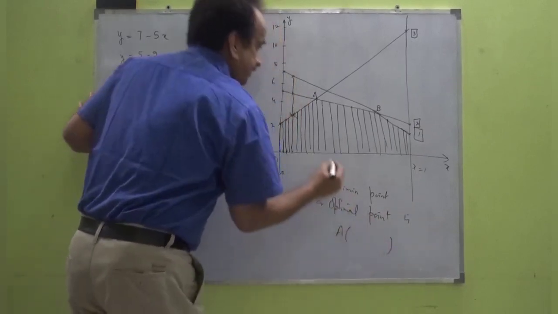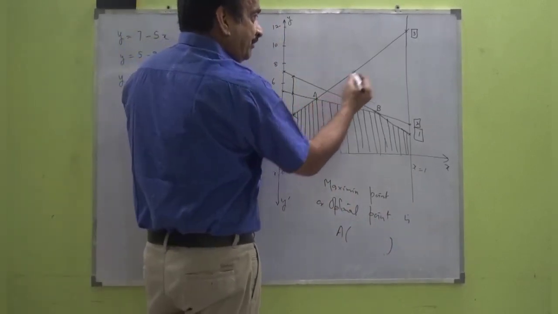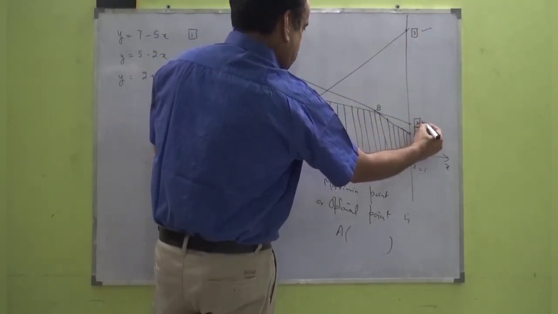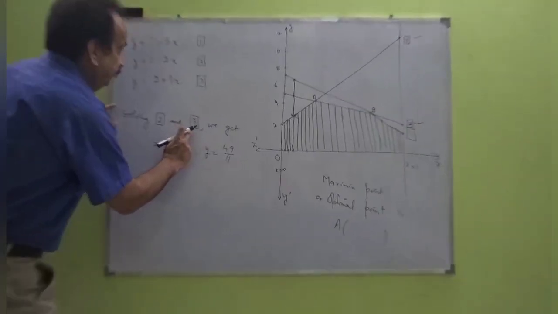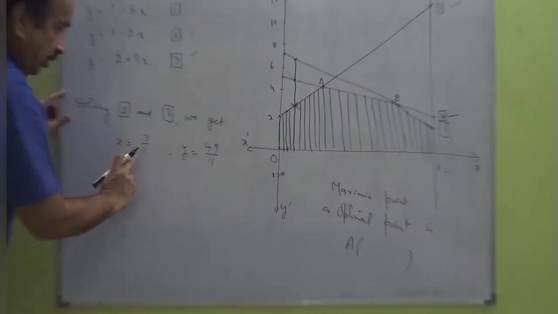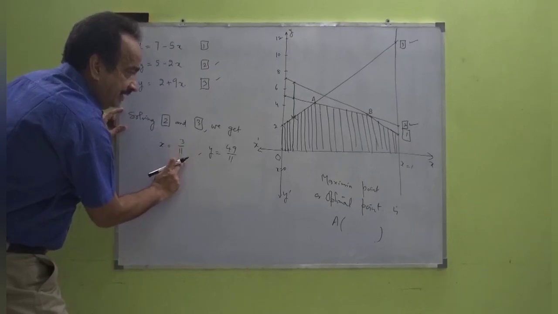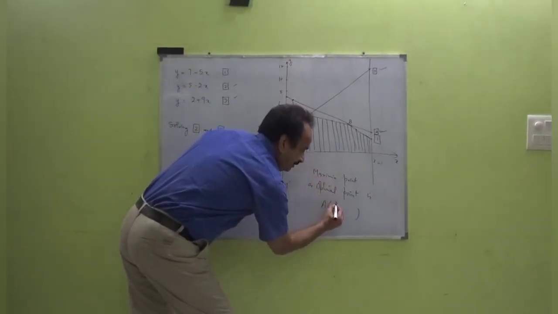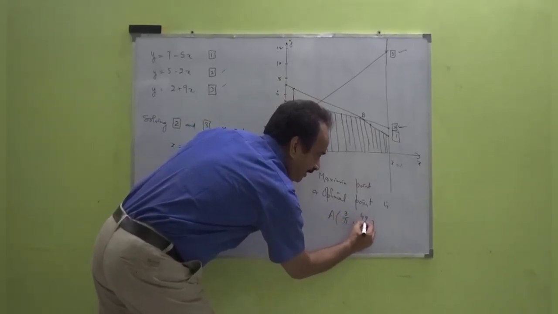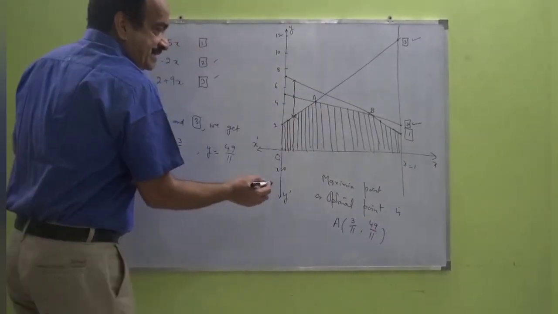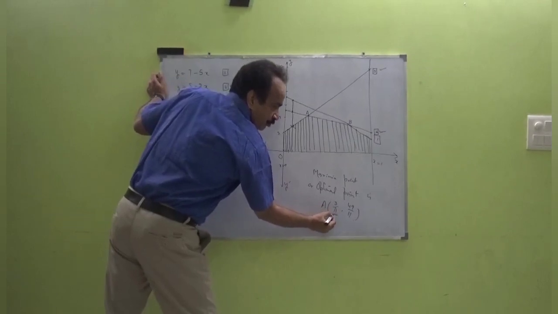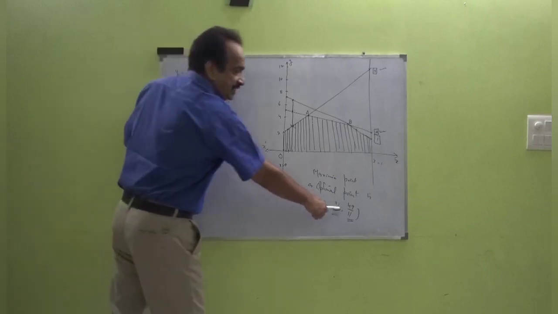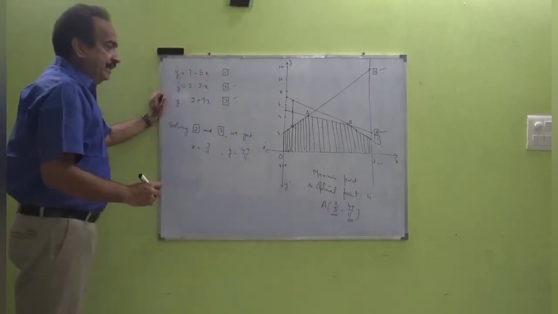And its coordinates can be obtained by solving equations 3 and 2 here. Solving these, we get x equal to 3 by 11 and y equal to 49 by 11. So the maximum point will be 3 by 11 and 49 by 11. This means that the best value for x is 3 by 11, and the best value of the expectation is 49 by 11.